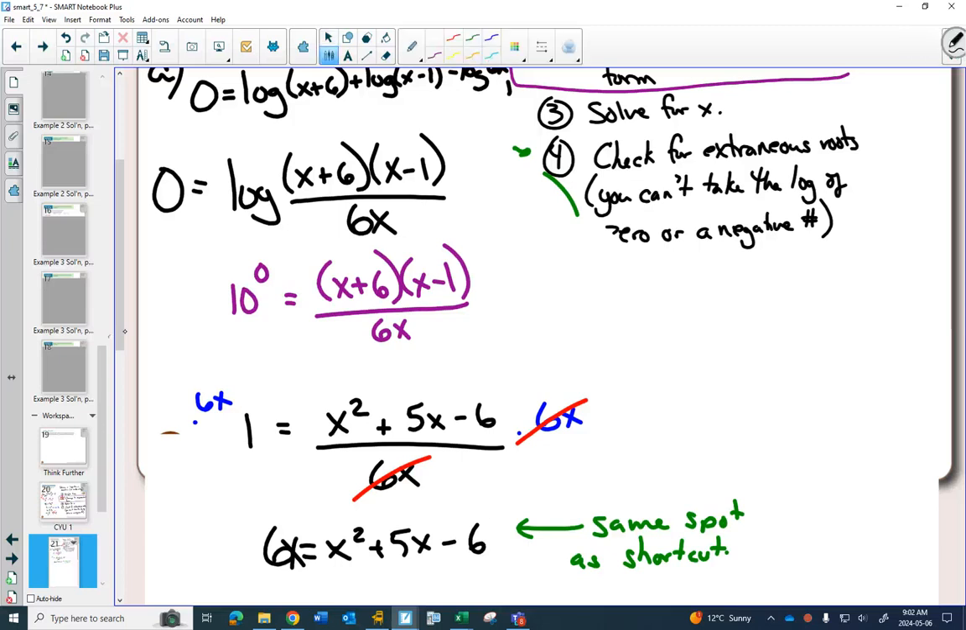Oh, questions from the first one were 3, 4, and 9. And questions for the second one, 11 and 13. So you can circle all of those.